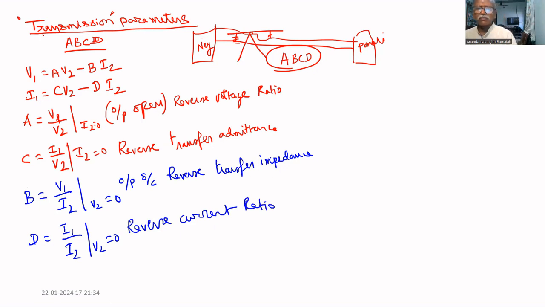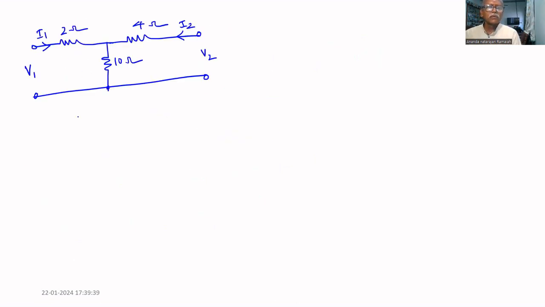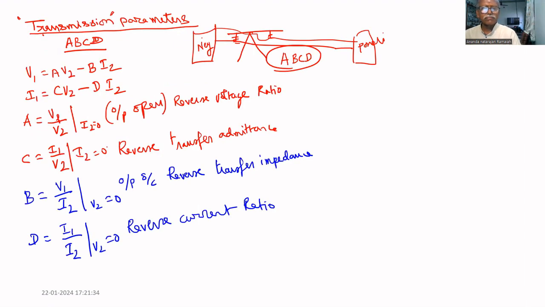Now let us consider a sum and find ABCD parameters. To find the ABCD parameters for this given circuit, what is ABCD parameters? V1 equal to A V2 minus B I2. Here B equal to minus sign. We forgot that minus sign. Minus B equal to minus V1 by I2, provided V2 equal to 0. Output is short circuited and this is called a reverse transfer impedance.